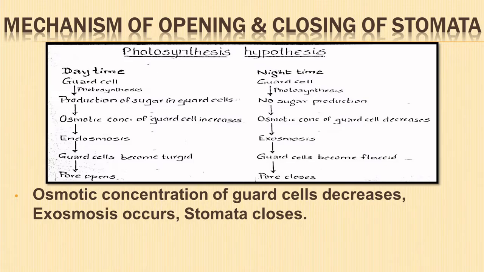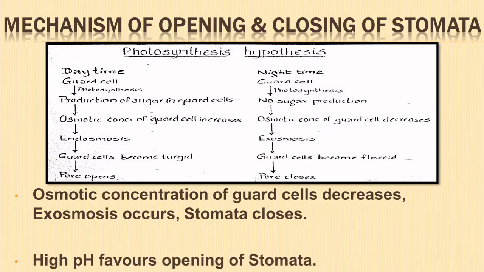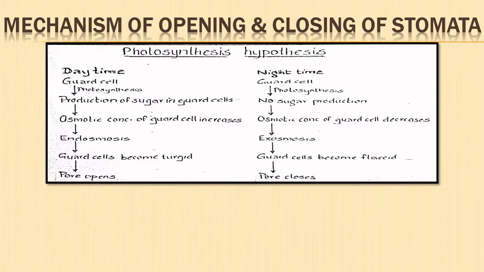Exosmosis of water takes place from the guard cells and the guard cells become flaccid. This results in the closing of stomata. A high pH favors opening and a low pH favors the closure of stomata.